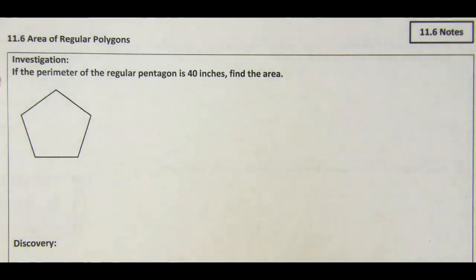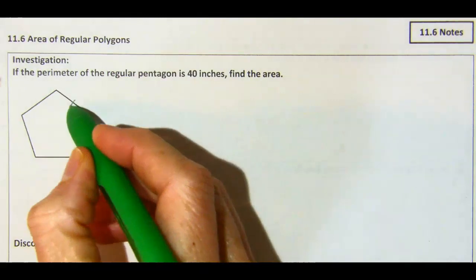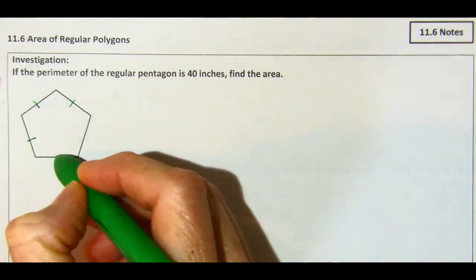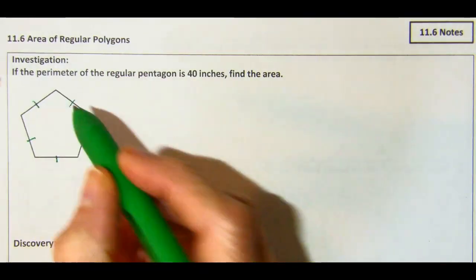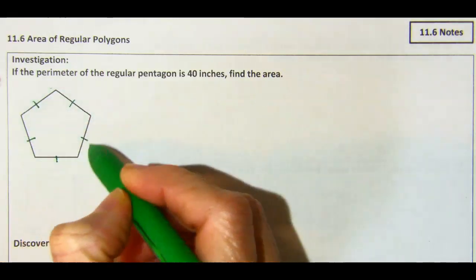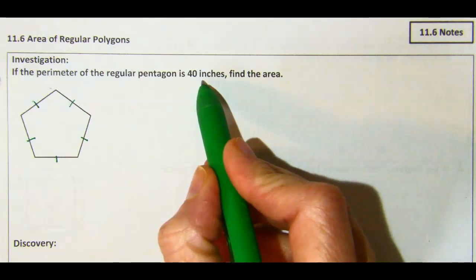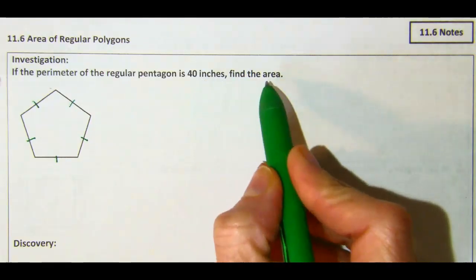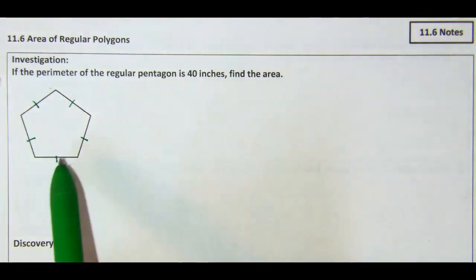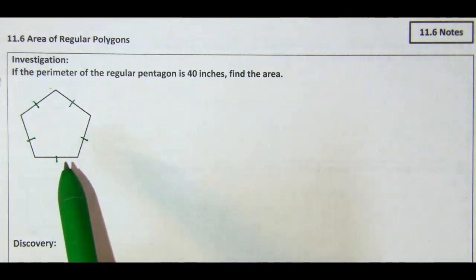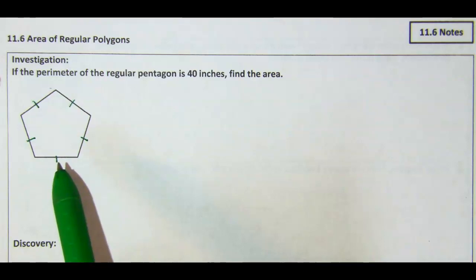Now remember what regular means. Regular means everything is perfect, and it can be inscribed inside of a circle. So the perimeter is 40 inches. Find the area. So we do not have a formula for this pentagon. We have formulas for triangles and squares and rectangles, but we don't have formulas for pentagons or hexagons or octagons. So we have to come up with the process.